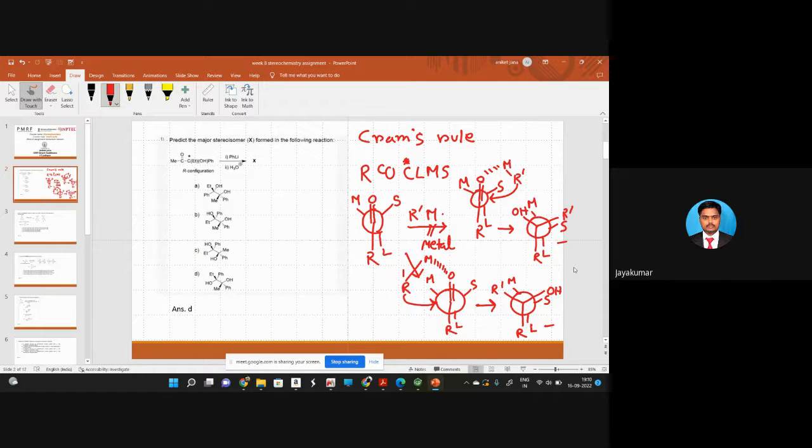Nucleophile prefers the smaller group, I guess. Yes, exactly. When the nucleophile is approaching from the side of the smaller group, this attack is definitely favored from the steric interaction point of view, and this is the major product, and this is going to be the minor product. Okay, any doubt? Anybody?